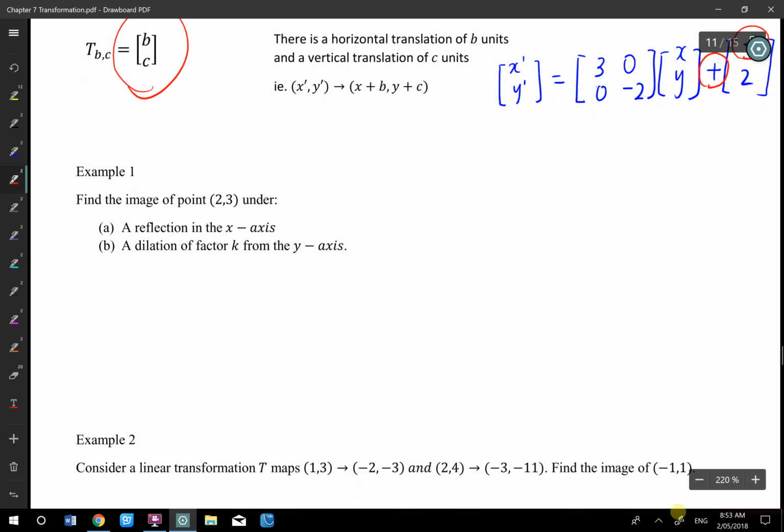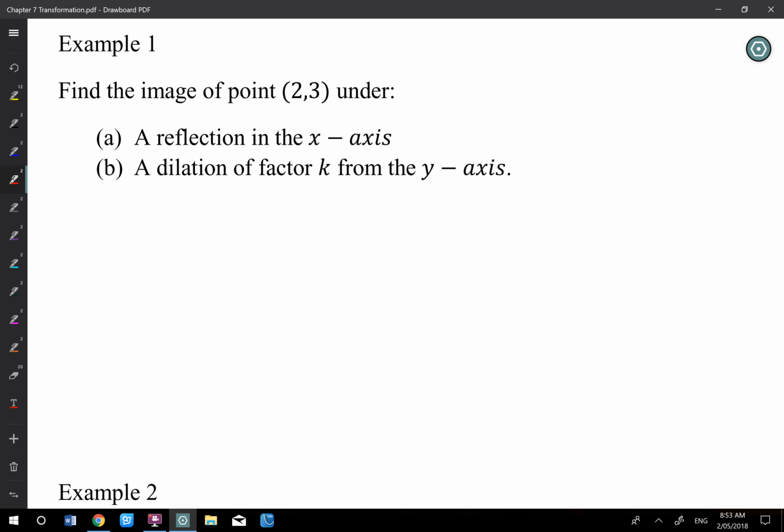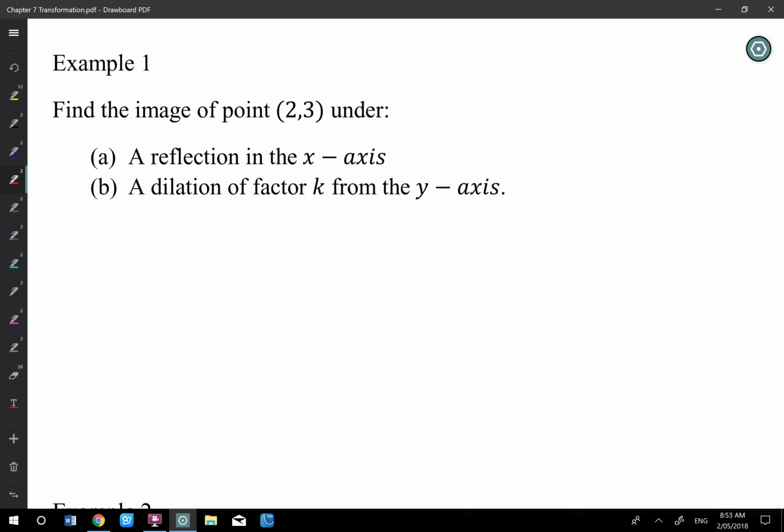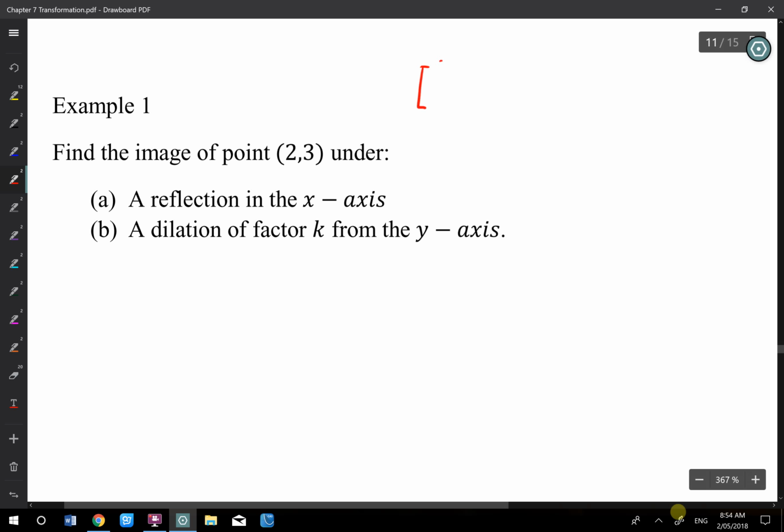Okay, let's see example 1. Find the image of the point 2, 3. Okay, this is very interesting. You can sketch the diagram and tell me the answer, but I want you to understand how matrices work.